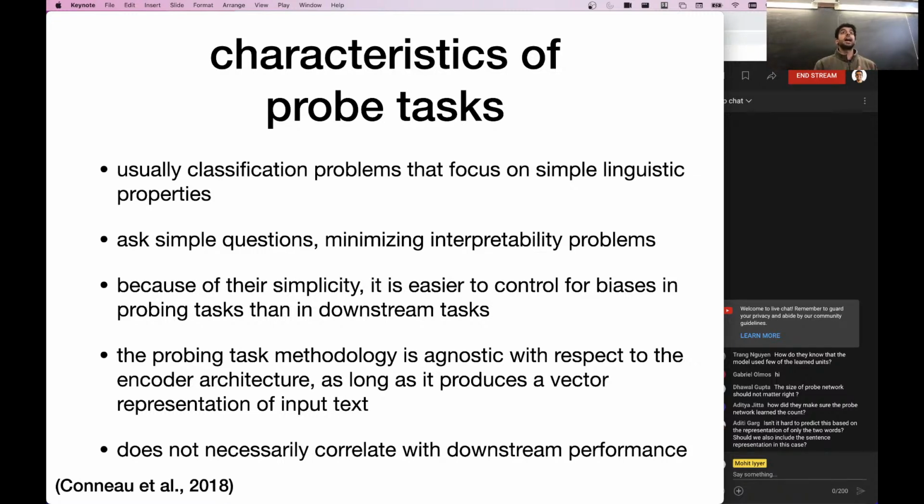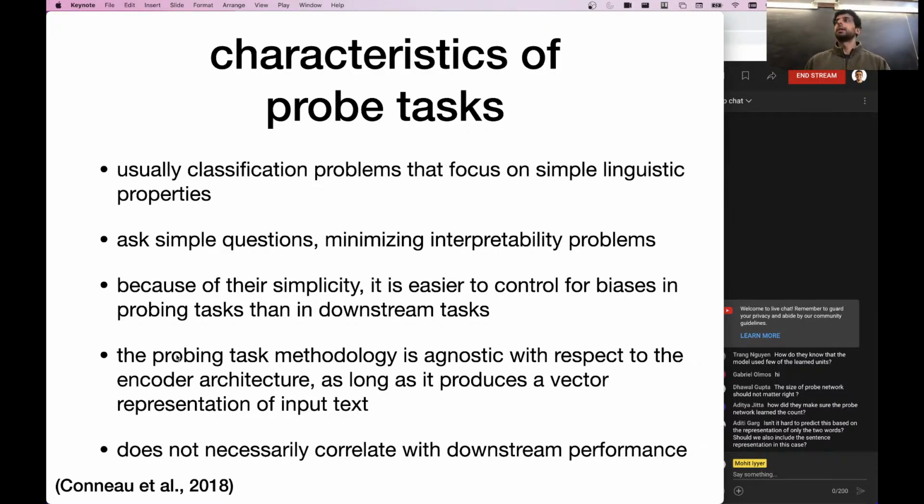So usually the tasks are simple classification problems, usually centered around very simple linguistic properties. And in response to your question, it's important to ask simple questions to minimize issues with interpretability. So if you ask some complex multi-stage question with a large output space, it becomes harder for the classifier to actually perform this task.